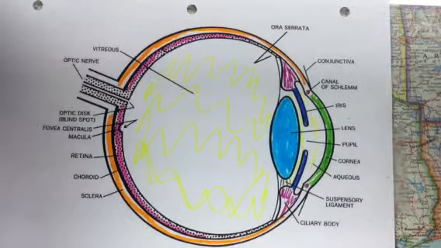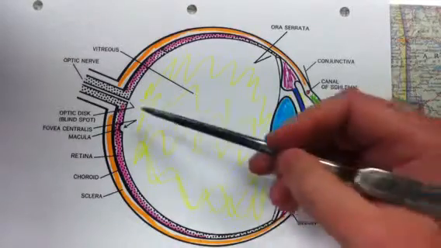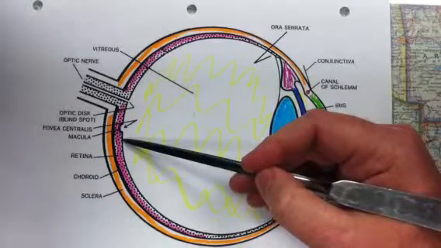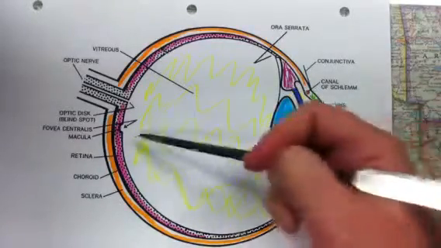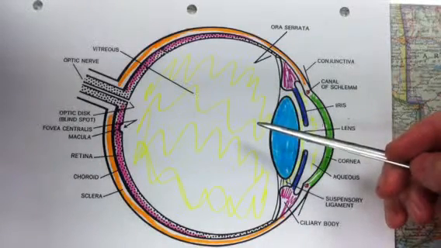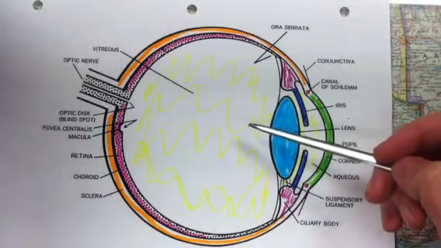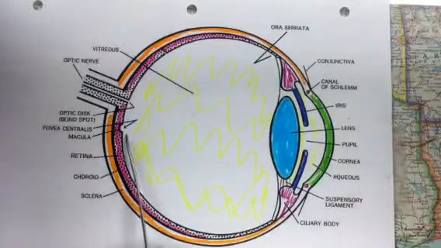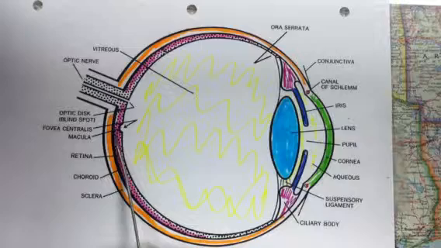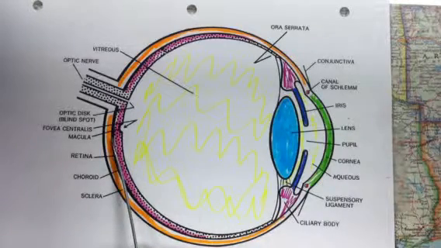The macula is a circular area right here in the back of the eye on the retina, where the light is primarily focused when it comes through the lens. The macula is the area of best vision or central vision in the eye. Now, within the macula, you have the fovea centralis, which is responsible for our most acute vision. Now, only cones are found in this area of the retina, in the macula and the fovea centralis.